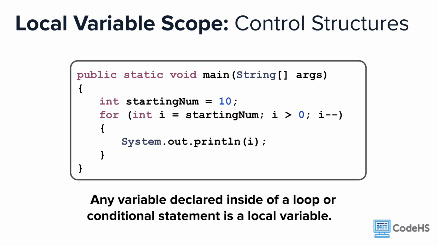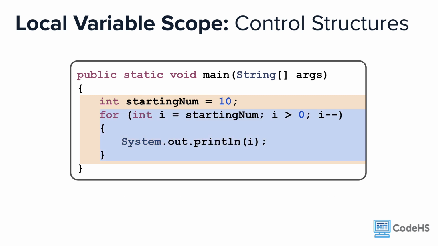Let's take a look at this program that counts down from starting num to 0. What do you think is the scope of the variable starting num? It is a local variable to the main method, so its scope is the entire main method. This is why it can be accessed in the for loop header as the initial value for the variable I. Now let's look at the for loop.